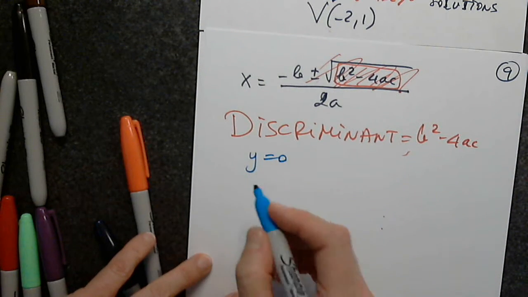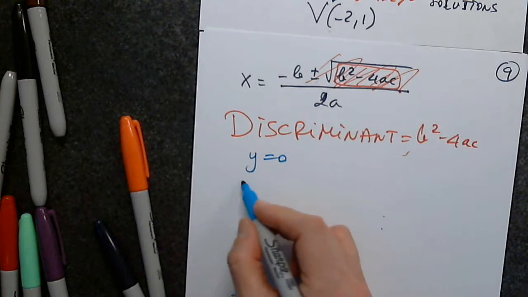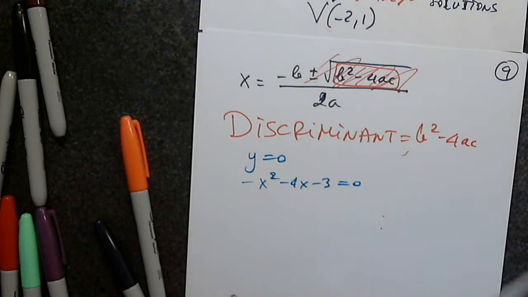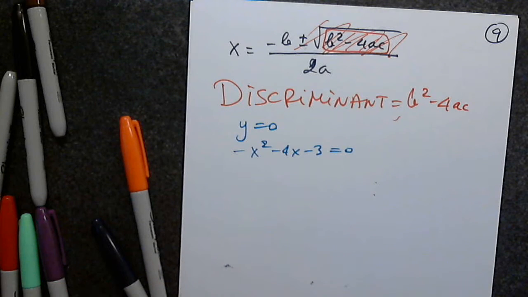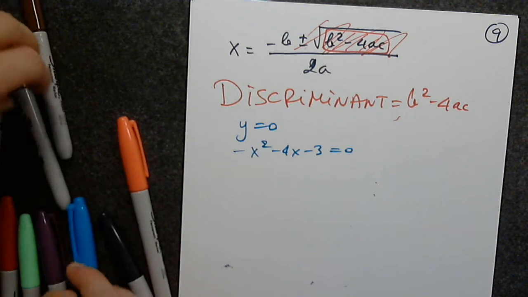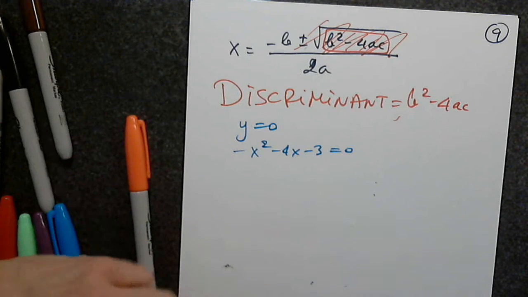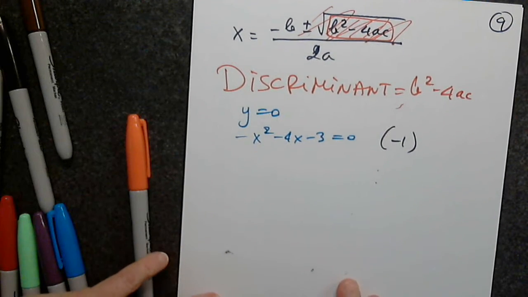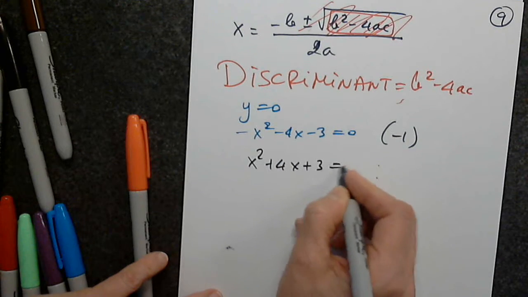Y equals 0. Awesome. So we had negative x squared minus 4x minus 3 equals 0. And we know the keywords in this class or any math class: factor, simplify, no negative leading coefficient, and descending order. We could factor that, yes, but not before I multiply both sides by negative 1. So this is x squared plus 4x plus 3 equals 0.